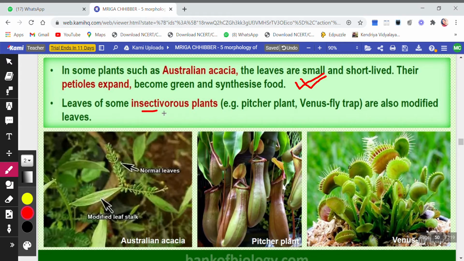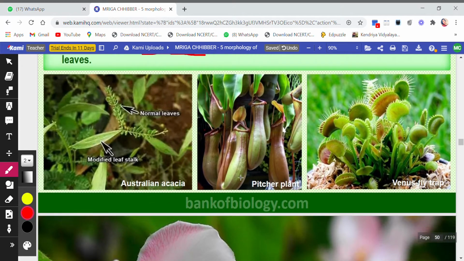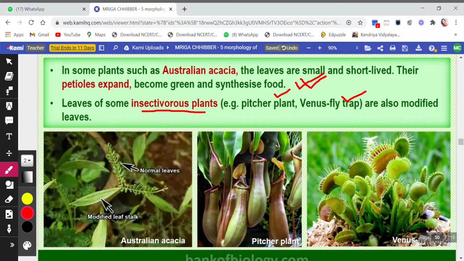Leaves of some insectivorous plants. Now this you have done in your junior classes. Insectivorous plants are the plants where leaves are actually engaged in entrapping a particular insect for satisfying itself in the form of food. So insectivorous plants, example pitcher plant, Venus flytrap are also modified leaves. The pictures are given to you. Okay, so this is all about leaf.